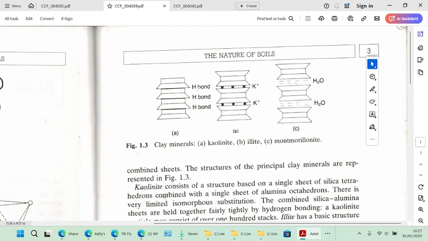So you've got A, it's got like a little rectangle with then a little layer stacked up. H bond, H bond, H bond, and then it's got K plus. Kaolinite, illite, montmorillonite. I've not really seen them before. I don't know what that H bond means. Oh, H2O, water. H bond, H bond, H bond, K plus, K plus. Right.